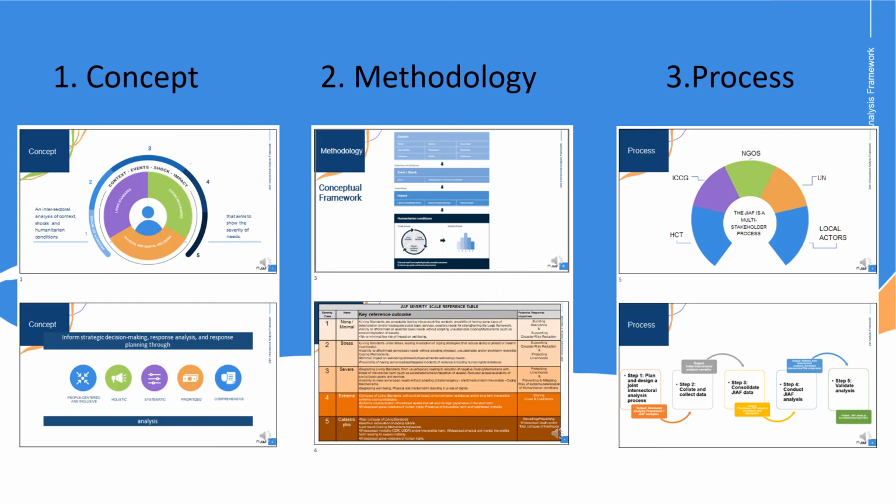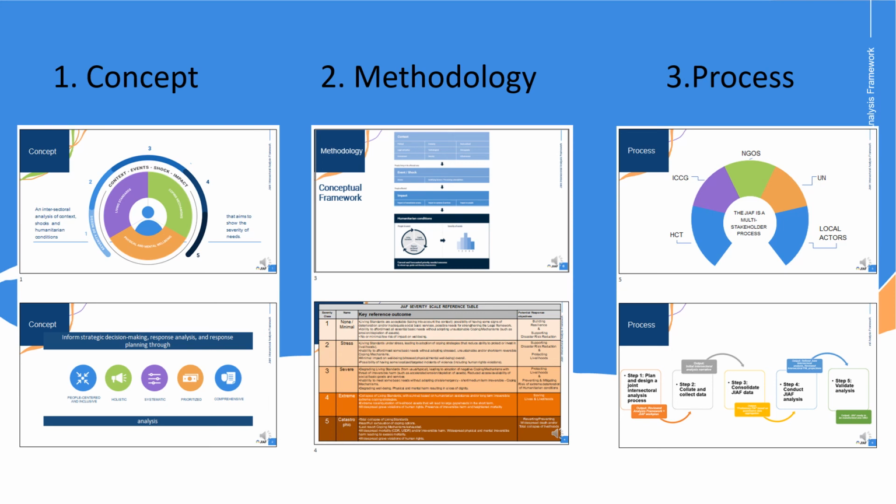With this, we're coming to the end of this module. During this module, we looked at the JIAF concept, this idea of providing humanitarian actors with a common analytical framework and a system to gather, structure, and synthesize information. And this attempt to have a truly intersectoral and people-centered analysis.